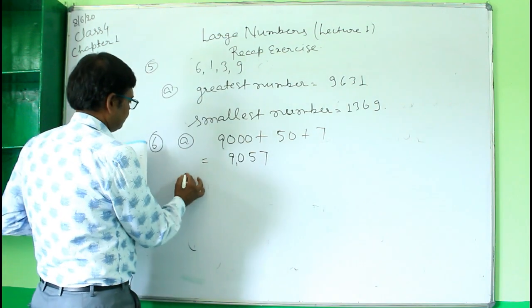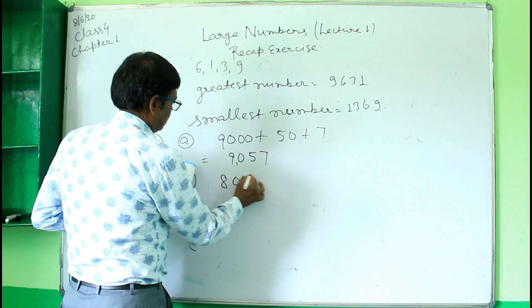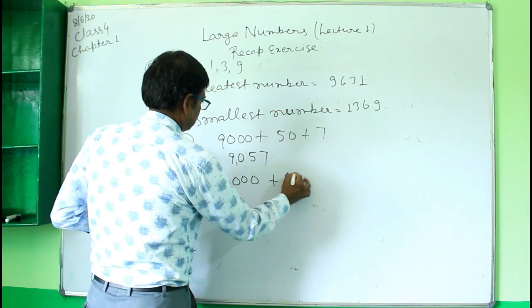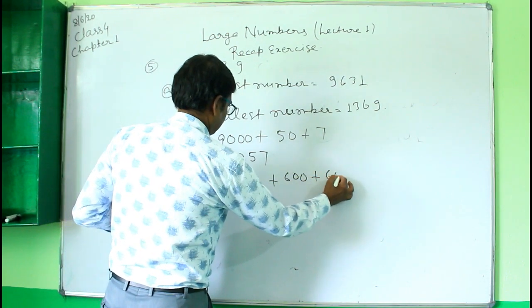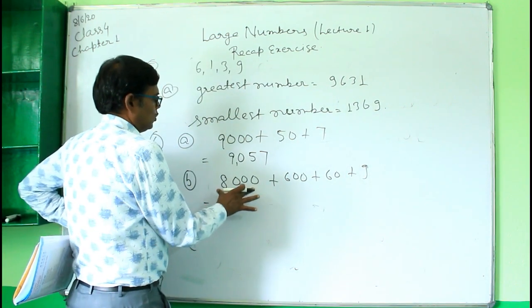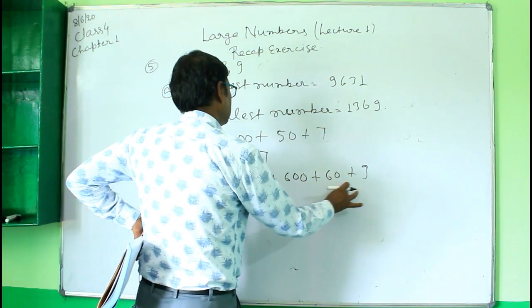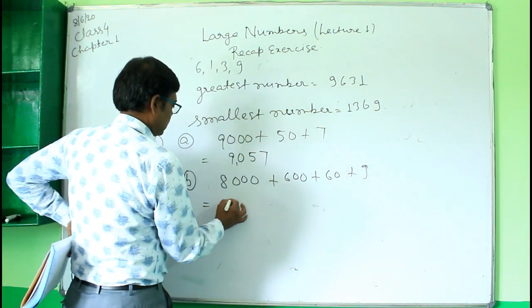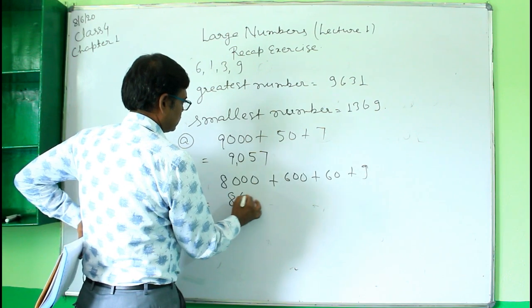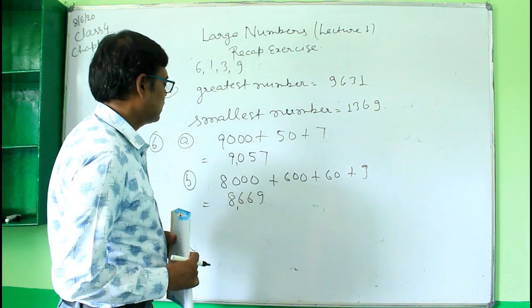And B: 8,000 plus 600 plus 60 plus 9. So in this you have all the places, like the thousands place, then hundreds place, then tens place, and the ones place. So here the answer will be 8, 6, 6, 9, that is 8,669.